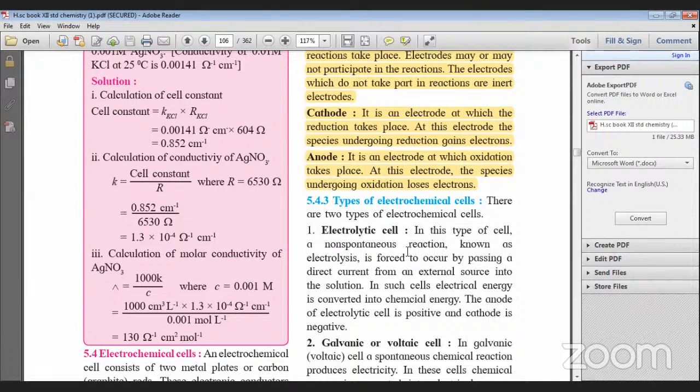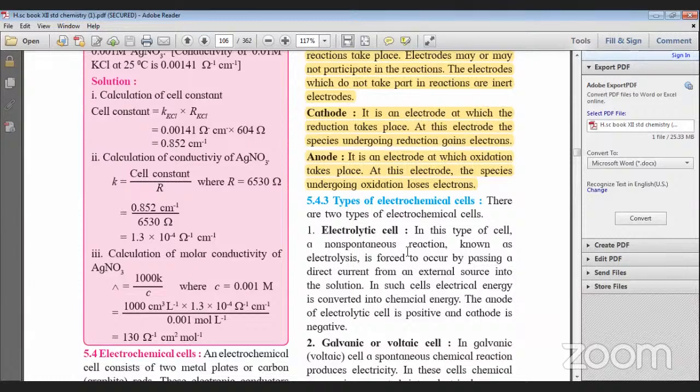We have to pass a direct current. So when we pass a direct current through the electrodes, electrolysis will take place. So we are supplying electrical energy, and on supplying electrical energy, chemical reactions are taking place. It's a type of cell in which electrical energy is getting converted into chemical energy. The anode of the electrolytic cell is positive.